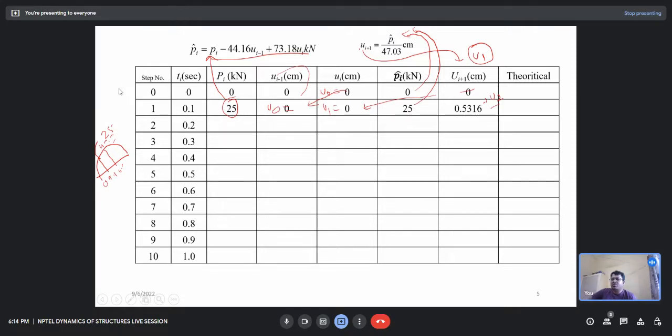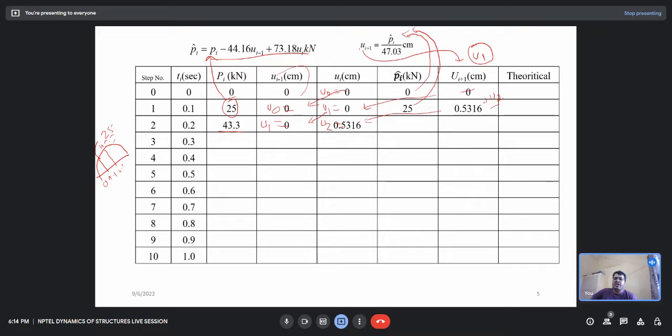For delta t equal to 0.2, my force is given to you as 43.3. For this second step, my u(i-1) becomes u1, and this becomes u2. So what is my u1? That is 0. You can take it. What is my u2? That comes to here. So u1 is 0 and u2 is 0.5316.